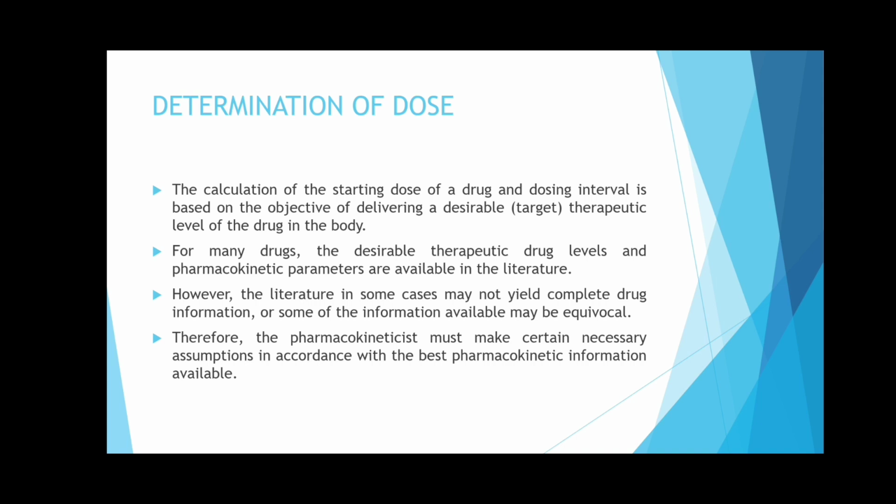The calculation of the starting dose of a drug and dosing interval is based on the objective of delivering a desirable therapeutic level of the drug in the body. Okay, so what is the desire? Do we want an immediate action or an extended action? For many drugs, the desirable therapeutic drug levels and the pharmacokinetic parameters are available in the literature. However, the literature in some cases may not yield complete drug information, or some of the information available may be equivocal. Therefore, the pharmacokineticist must make certain necessary assumptions in accordance with the best pharmacokinetic information available.